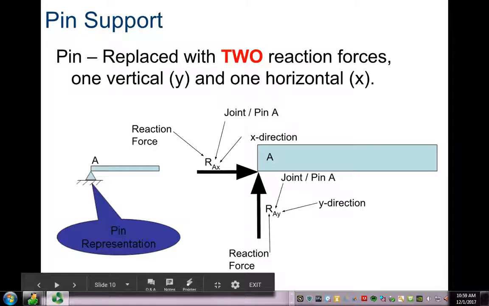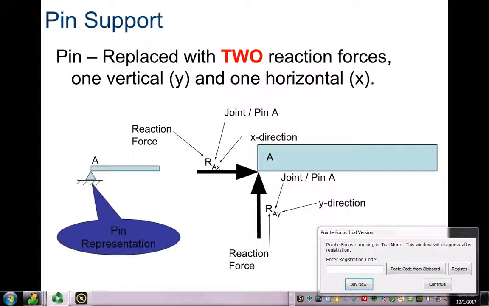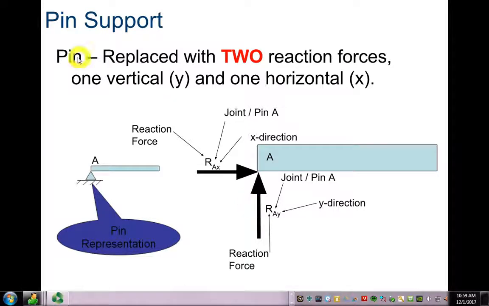Okay, the last part I'd like to mention is this idea of what's called a pin and a roller. Usually when we draw beams, which we're going to be doing in here, they are resting on two different kinds of supports. One is called a pin, one is called a roller. Let's start with the definition. A pin is replaced with two reaction forces, one vertical and one horizontal.